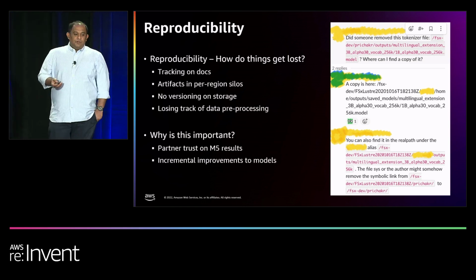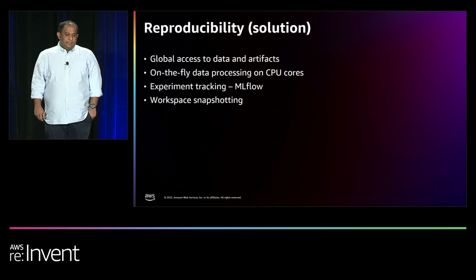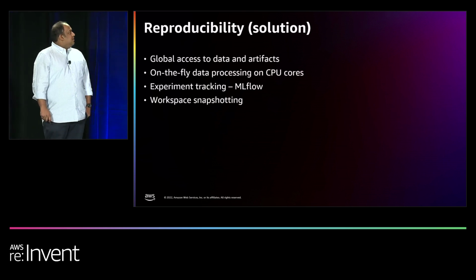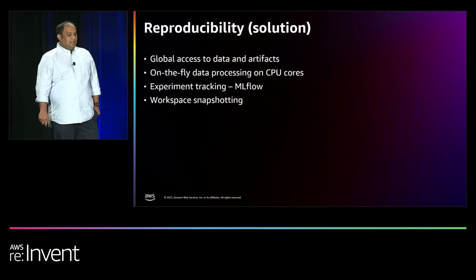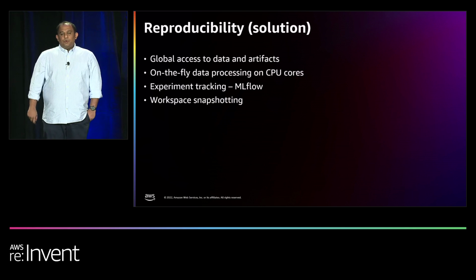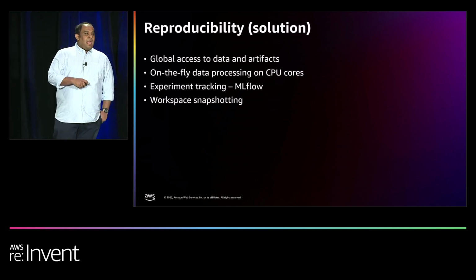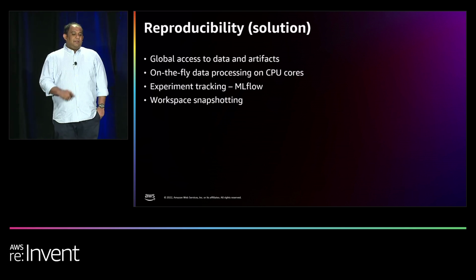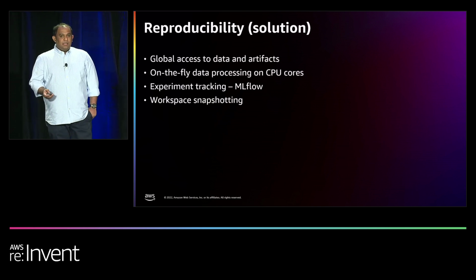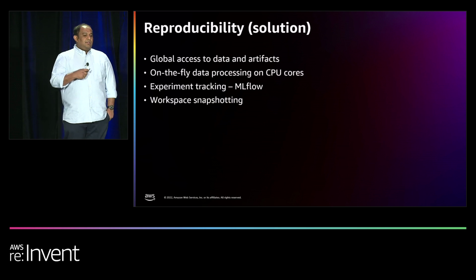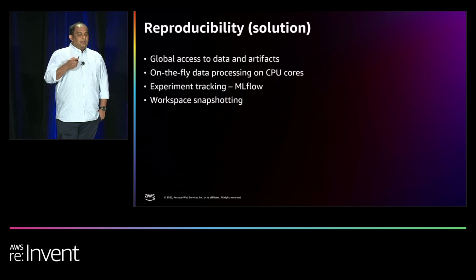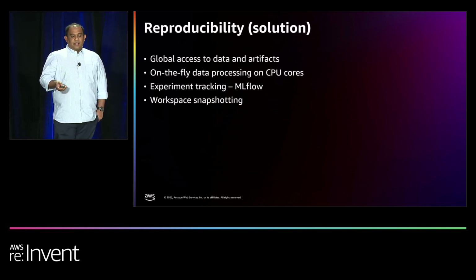And what did we do to fix the reproducibility? So what we built is actually a global access to the data and the artifacts. We only kept the data and all the artifacts in one AWS region, which is US East 1. And we used to stream this data across multiple regions so that we can have a unique artifact tracking.